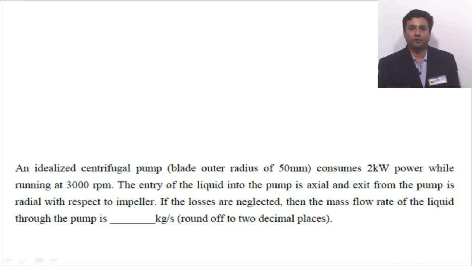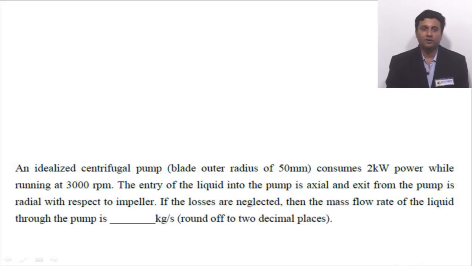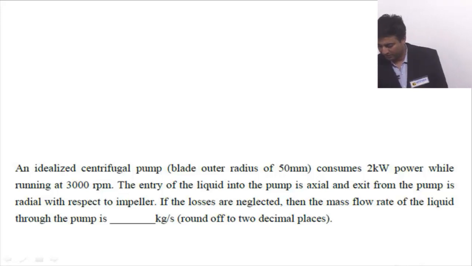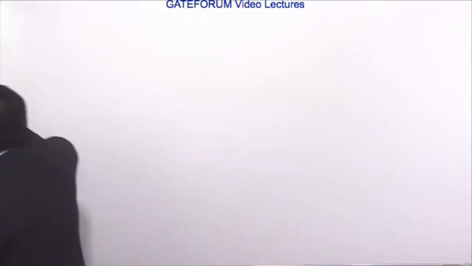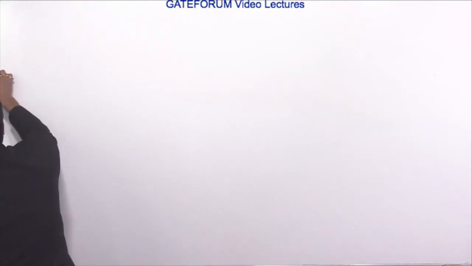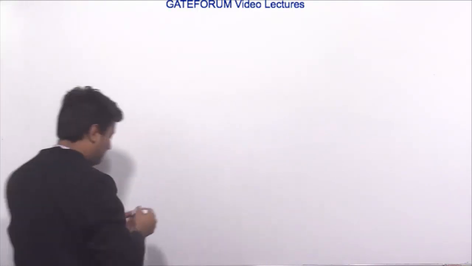An idealized centrifugal pump blade outer radius is 50 mm. The radius is given. It consumes 2 kilowatt power while running at 3000 rpm. The entry of the fluid into the pump is axial and exit from the pump is radial with respect to the impeller. If the losses are neglected, then the mass flow rate of the liquid through the pump is dash dash dash kilogram per second. So now let me go for the solution of this question.